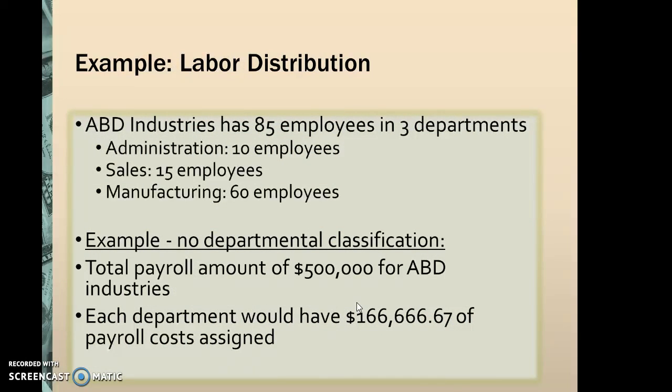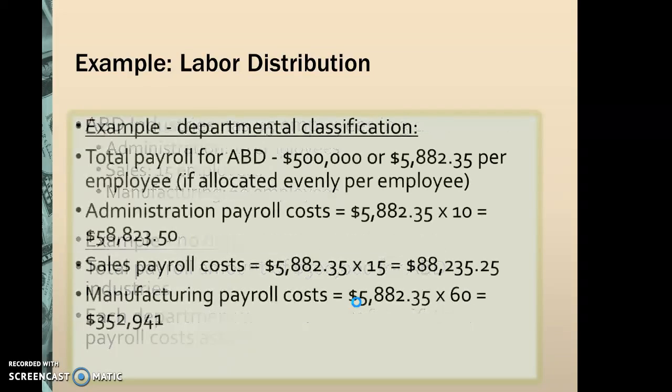Some examples of a labor distribution: ABD has 85 employees in 3 departments. They break it down into administration, sales, and manufacturing. With no department classification, total payroll is $500,000. Each department would have $166,666 of payroll costs assigned to them if they didn't do any type of classification. And this is covered on page 172 in your book.